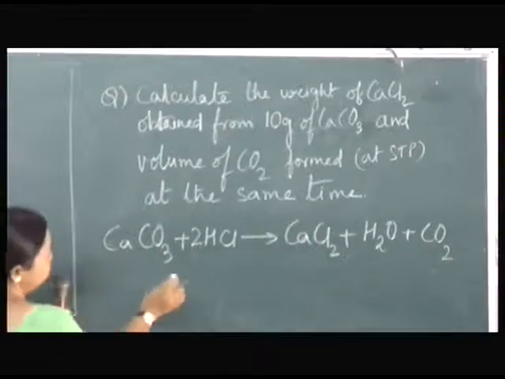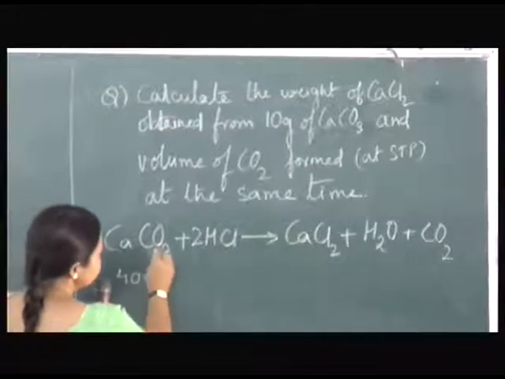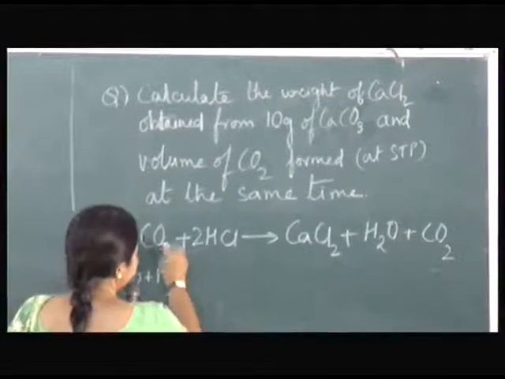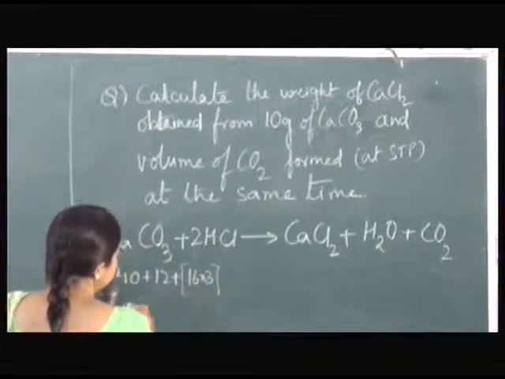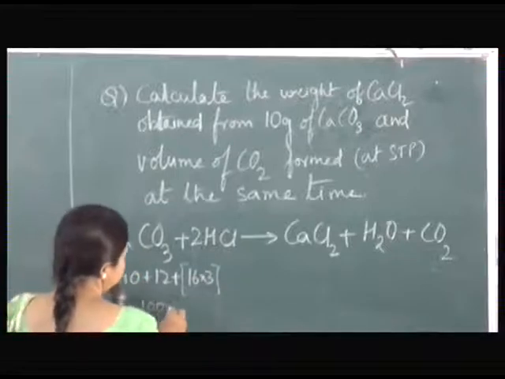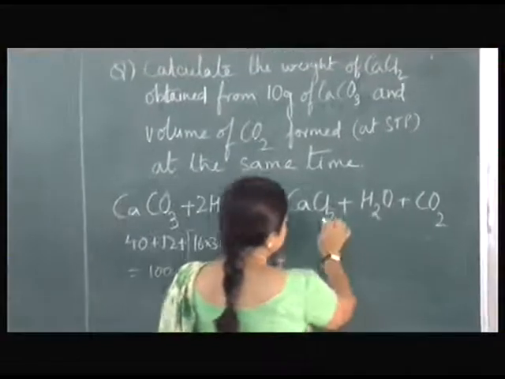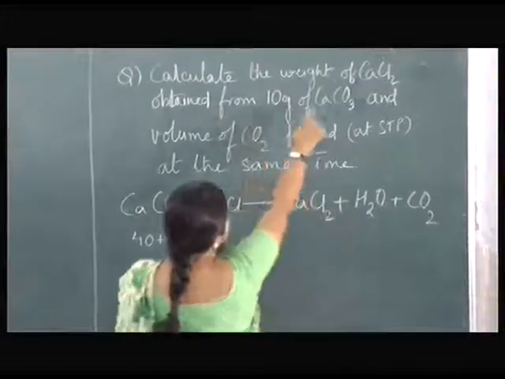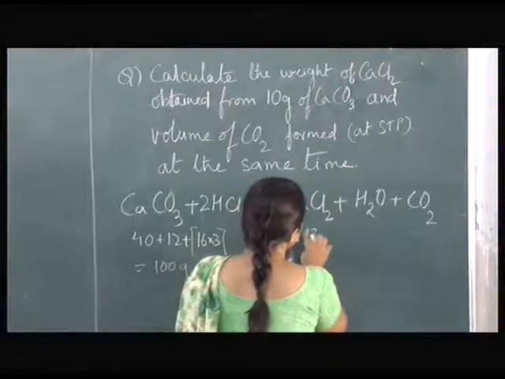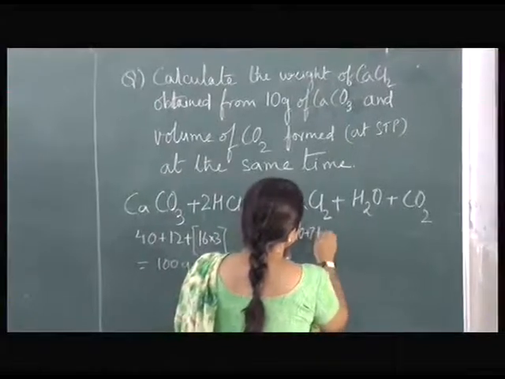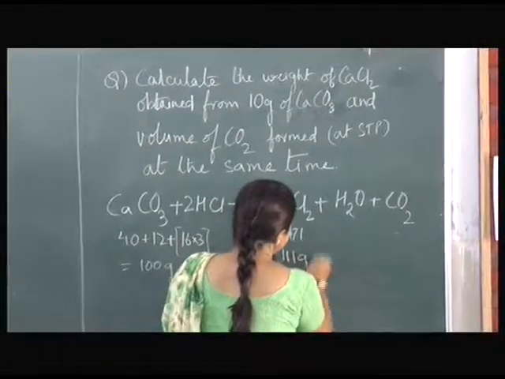First we will calculate the molar mass of this. Calcium is 40 plus 12 plus 16 into 3. That's equal to 100 grams. 100 grams of calcium carbonate is giving, you have to calculate what? Calcium chloride. This is 40 plus 71. So that is equal to 111 gram.